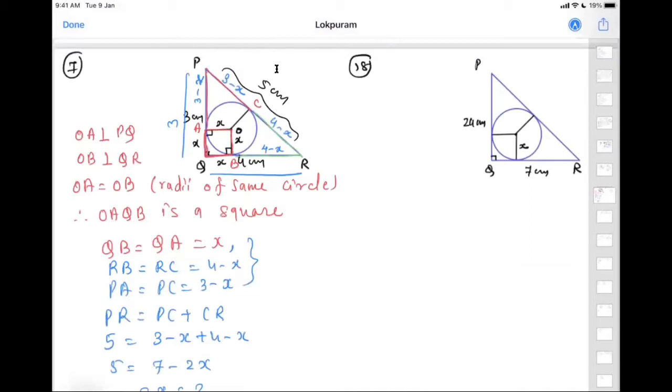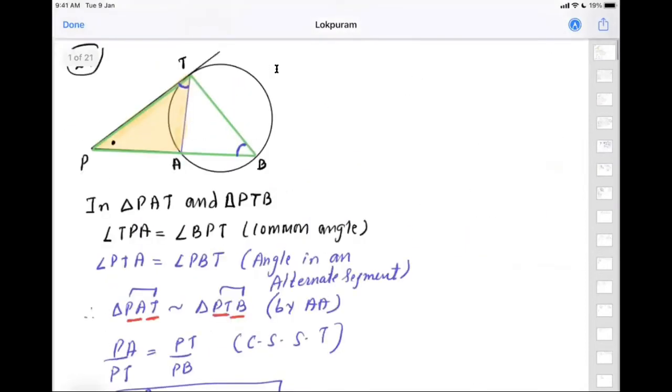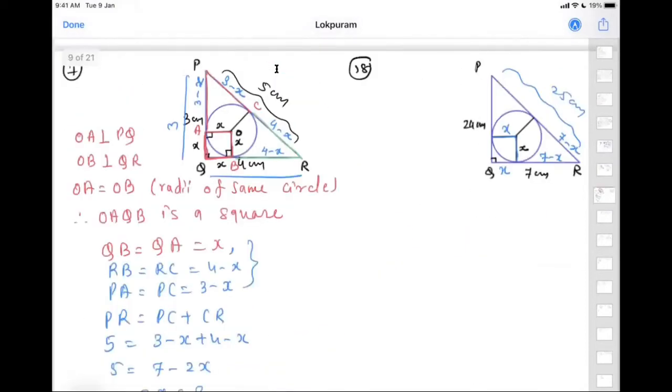Read the 18th question. It's a similar type of question, only the numbers have been changed. In the 18th question, we have triangle PQR. It is given that PQ is 24 centimeter, QR is 7. So by Pythagoras theorem, we can get this as 25 centimeter. If we take this as x, this is also x, this is also x. So this will become 7 minus x, 7 minus x, and this will become 24 minus x. This will also become 24 minus x.